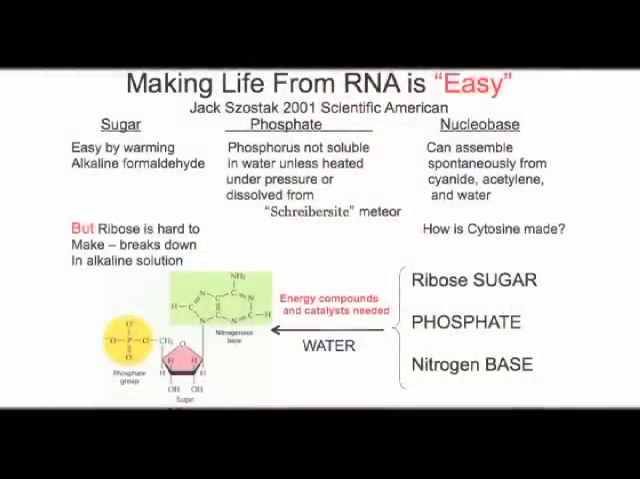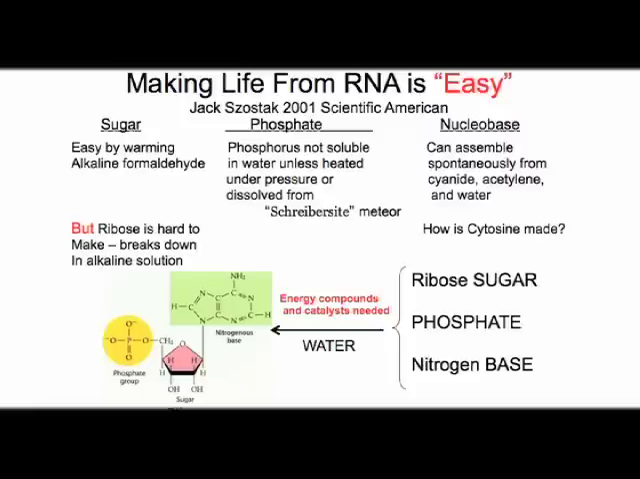Now, phosphorus is the element. Phosphate is a PO4 group. It has 4 oxygens. Phosphorus is not soluble in water unless you heat it, and under pressure, and you've got to do that. Otherwise, you don't get soluble phosphates. Another idea is Schreibersite. Schreibersites are parts of meteors that have come in that actually can be dissolved in water and give phosphates.